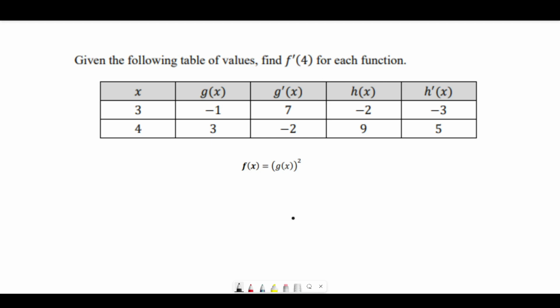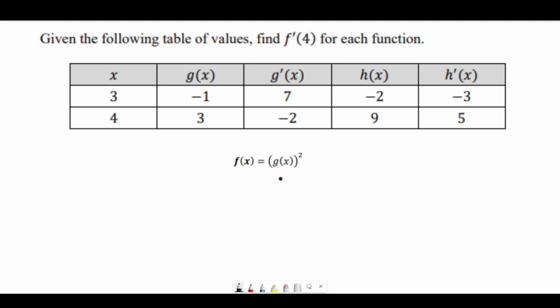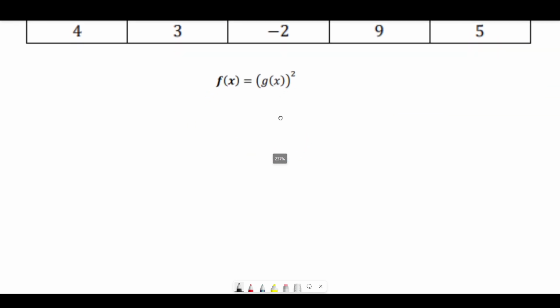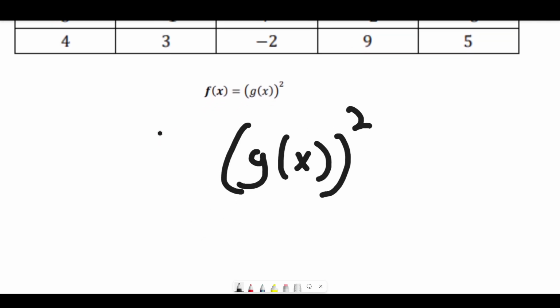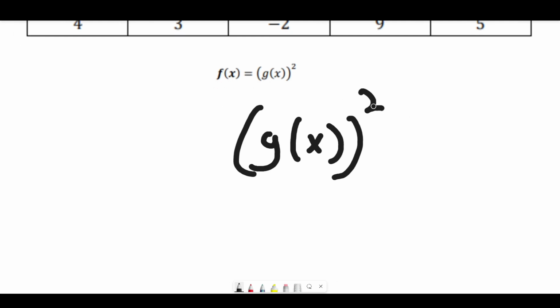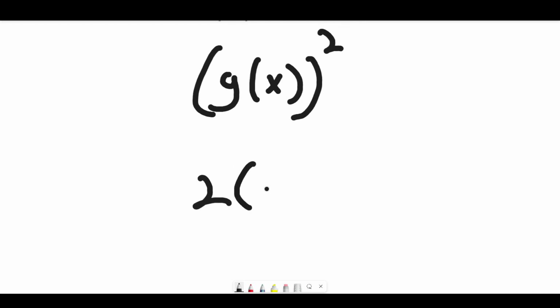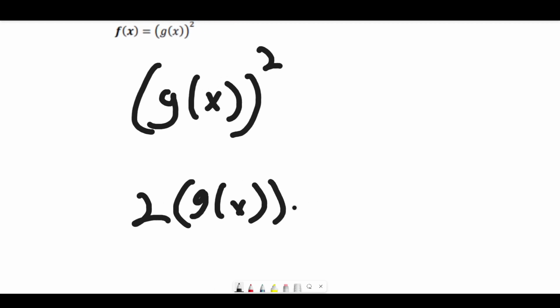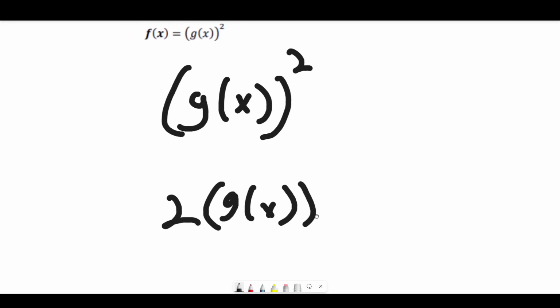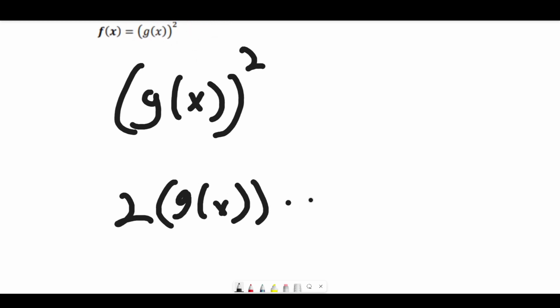So this table question is actually going to make you do the chain rule. In this case, it's actually quite easy, and I'll show you how. So it wants us to find the derivative of f of 4, and we have f of x equals g of x squared. So in order to find this, I'm going to write this out. I'm going to take the derivative of this entire function. So I'm going to take the derivative of the outer function by doing the power rule. So I'm going to bring down the 2 as a coefficient and then subtract the exponent by 1. And then after doing that, I'm going to multiply everything by the derivative of the inner function.